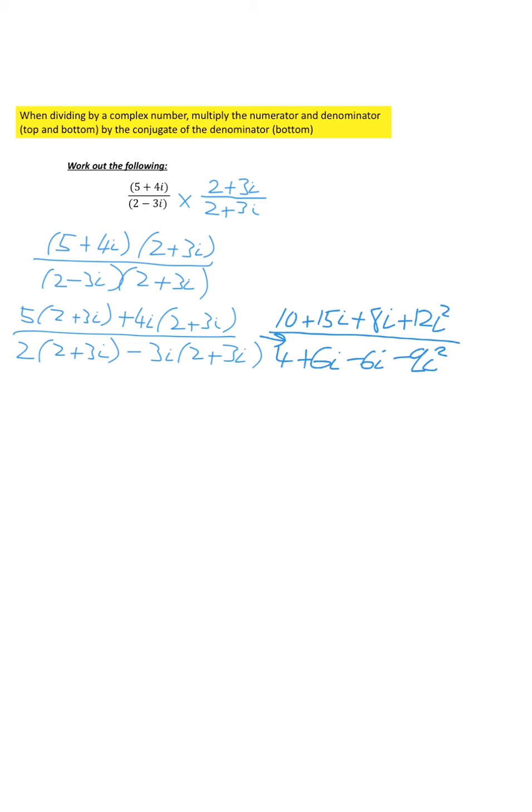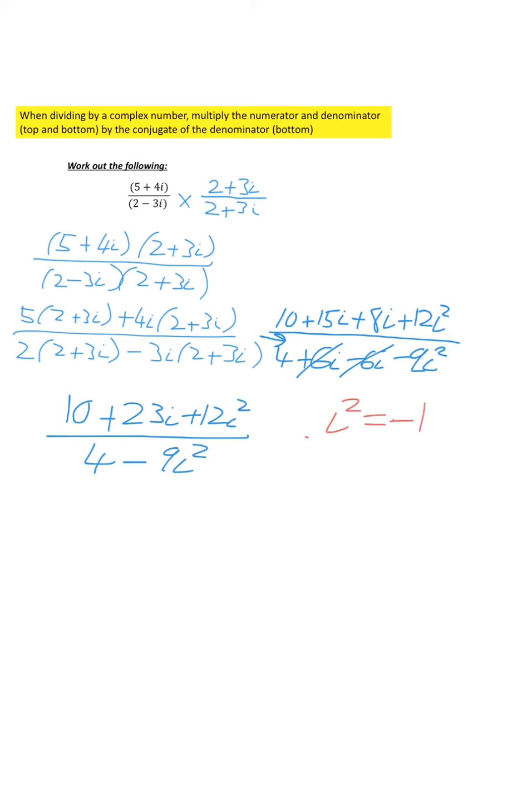Okay, you'll see now that the plus 6i and the minus 6i will cancel. And for the numerator then, I can simplify the 15i and the 8i. So I'll have 10 plus 23i plus 12i squared over now 4 minus 9i squared. Now, remember in complex numbers, i squared is equal to minus 1. So let's replace the i squareds now with minus 1.